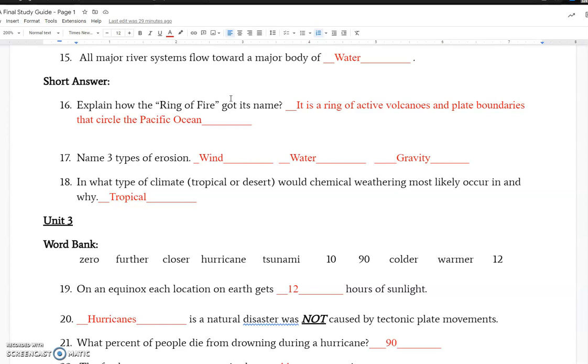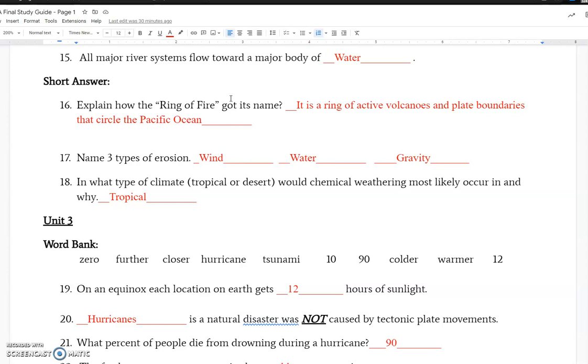All right, same thing with gravity. As rocks fall, they bounce off of each other. Well, when they bounce and hit something, that creates that erosion, and it breaks it apart. So you get your 3 types of erosion: wind, water, and gravity. 18. In what type of climate would chemical weathering most likely occur and why?